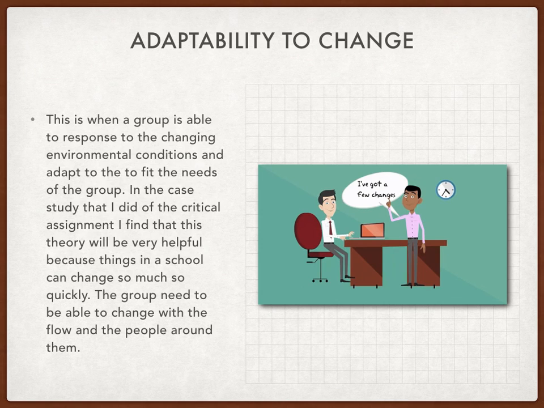And the last one is adaptability to change. This is when a group is able to respond to the changing environmental conditions and adapt to the changes that are going on around them to fit what the group needs. In this case, my critical assignment, you have to listen to what the people are saying around you and do a quick change to be able to have the project turn out exactly how you want it to. So in high school, obviously, stuff is changing all the time. People, the norms, everything's changing. You would have to adapt to that 24/7 or the project isn't going to succeed.